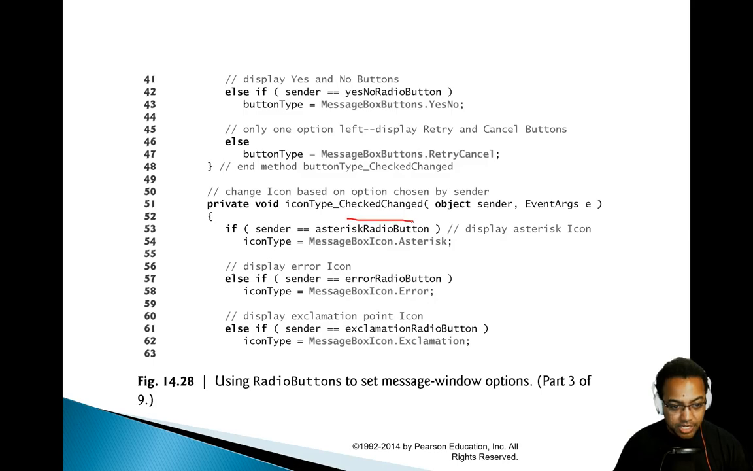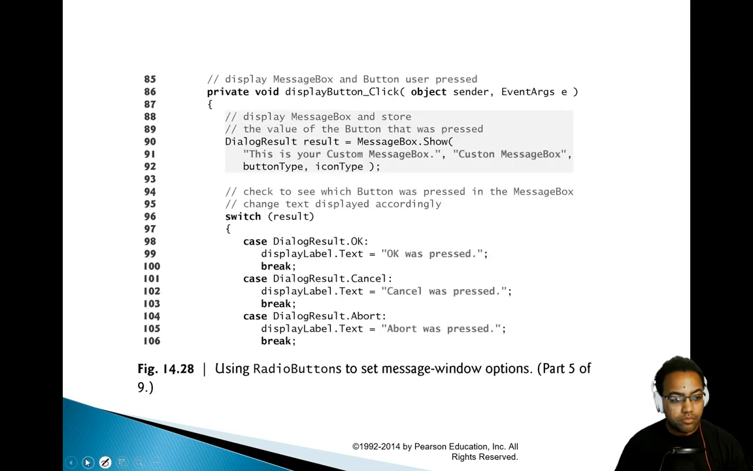The same with the icon check changed. It'll do the same thing. It asks to see what was checked, and then it says display that specific icon in the icon type variable. And then the display button click does the work.